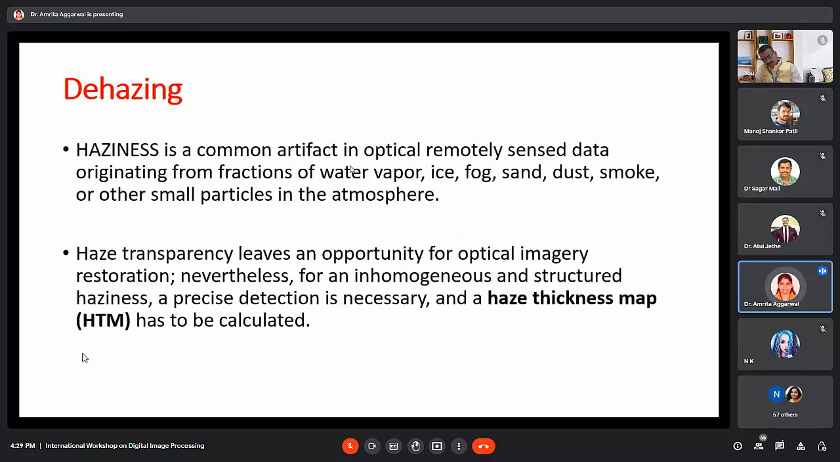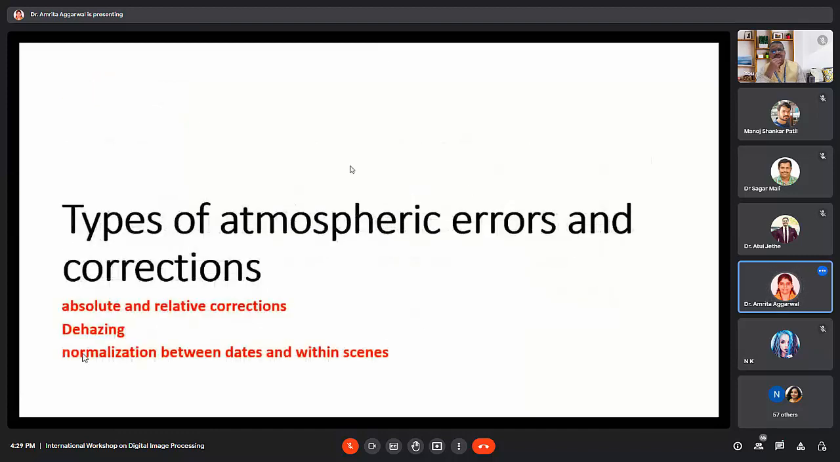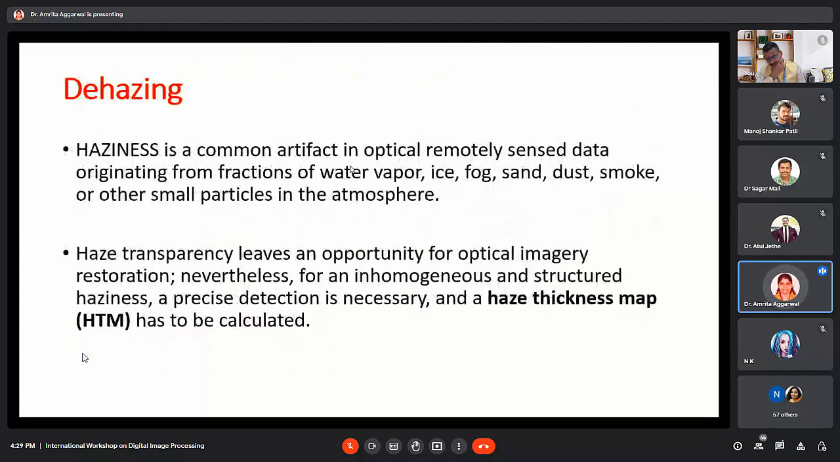Now, the second error here is the hazing part. That is, the imagery is not clear, like you can see here. This is actually the haze that I'm talking about over here. So this haziness is very common because everywhere on the planet there will be some or the other atmospheric phenomena going on. There is some or the other pollutant in the atmosphere which is going to cause a hindrance in the overall image capturing. So it is very common and it may be due to water vapor, ice, fog, sand, dust, smoke or other particles in the atmosphere.